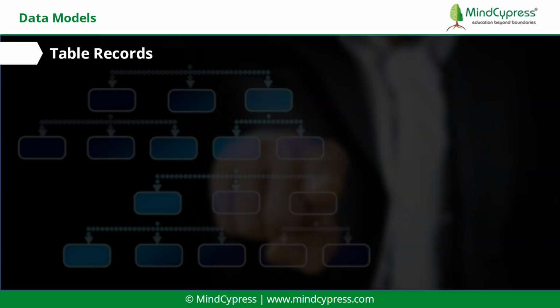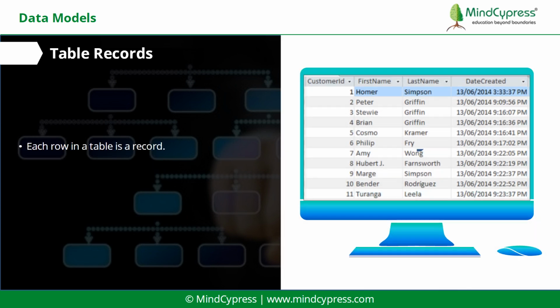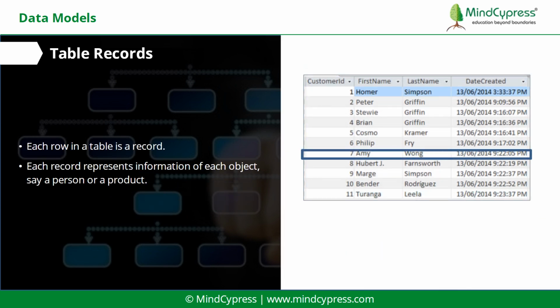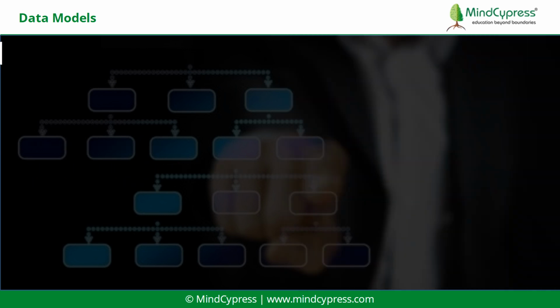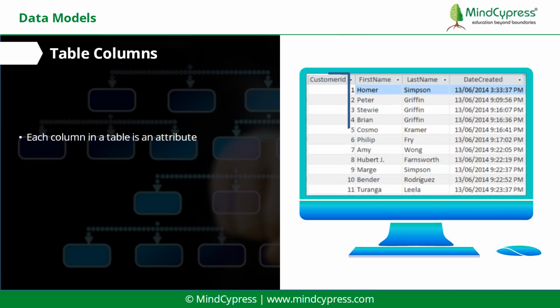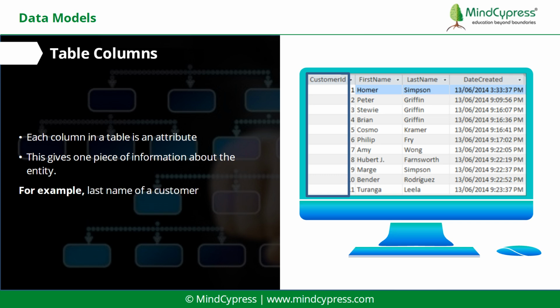Table records. Each row in a table is a record. Each record represents information of each object, say a person or a product. Table columns. Each column in a table is an attribute. This gives one piece of information about the entity. For example, last name of a customer.